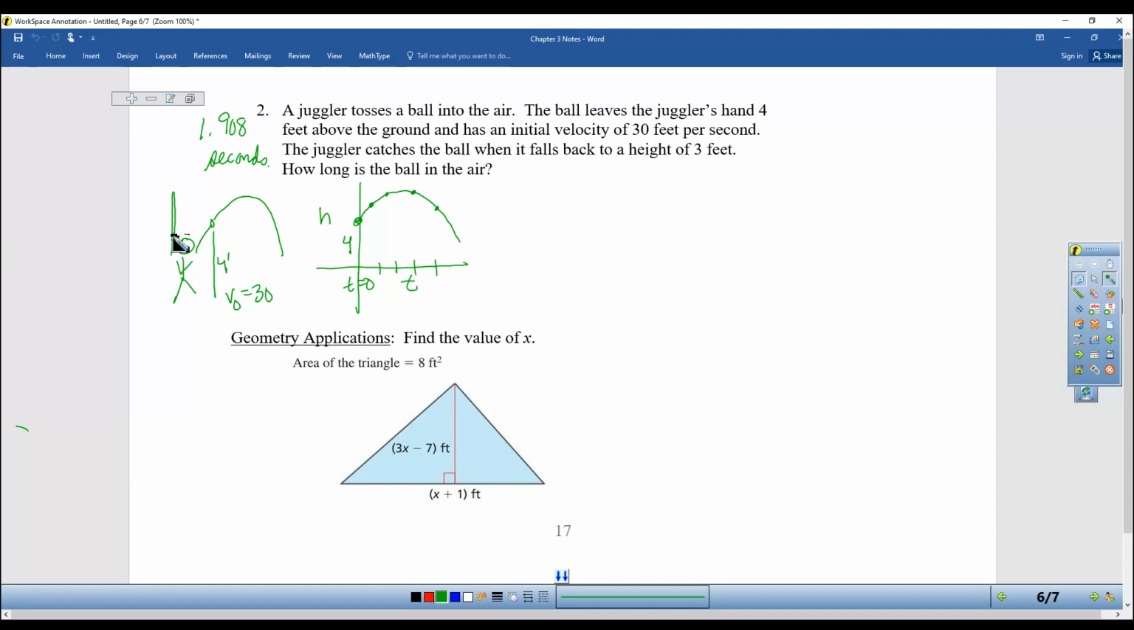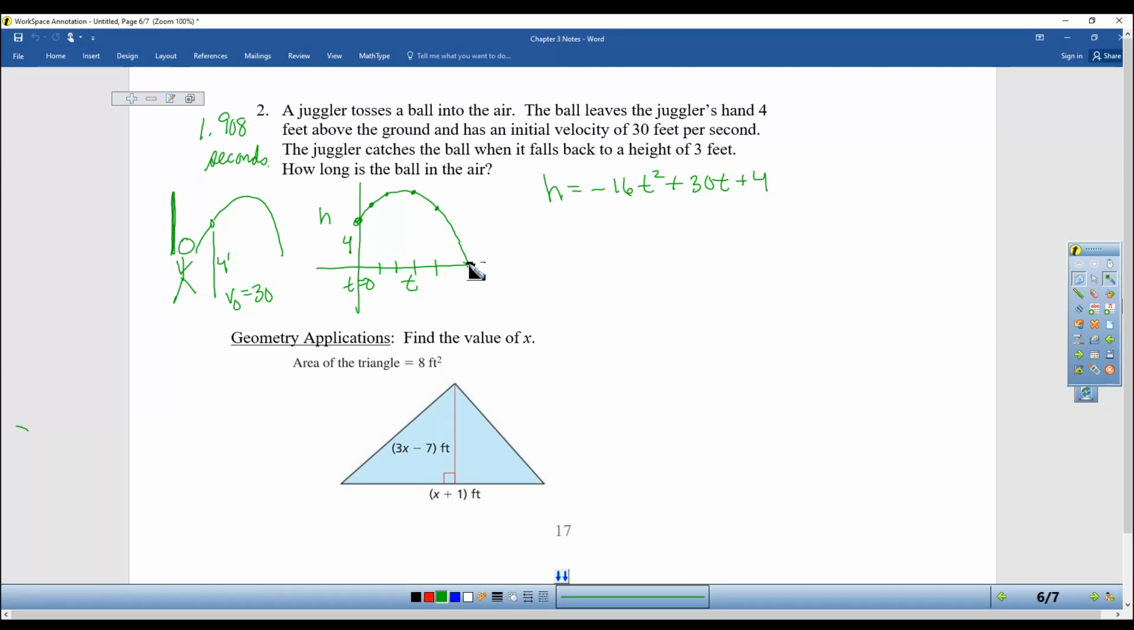Even when an object goes up and comes straight back down, this graph isn't trying to model the trajectory of the ball. It's modeling its height over time. So make sure you understand the difference between those two. He does throw it straight up. So using our formula, h is equal to negative 16t squared plus initial velocity, they said was 30, and its initial height when it left his hand was 4. How long is the ball in the air?